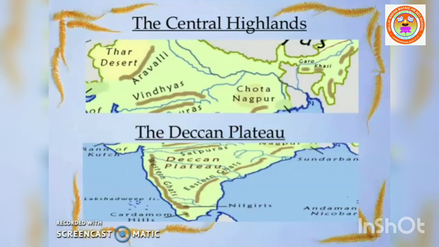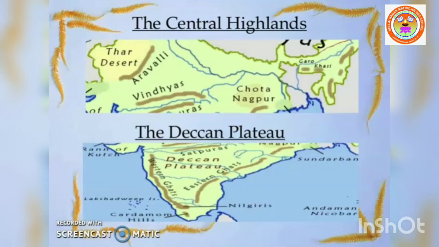Almost all the major rivers in this region flow eastward and fall into the Bay of Bengal. Narmada and Tapti are the two rivers that flow westward. Their movement toward the west is due to the presence of a rift valley in this region. The peninsular plateau is divided into two parts. Number 1, the Central Highland. Number 2, the Deccan Plateau.